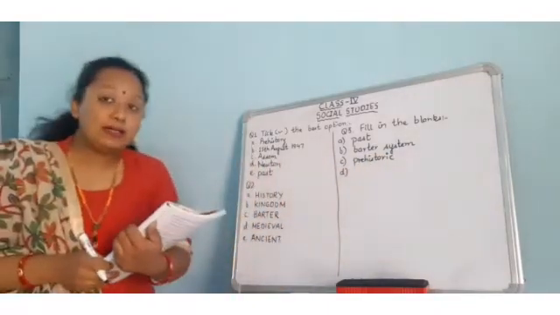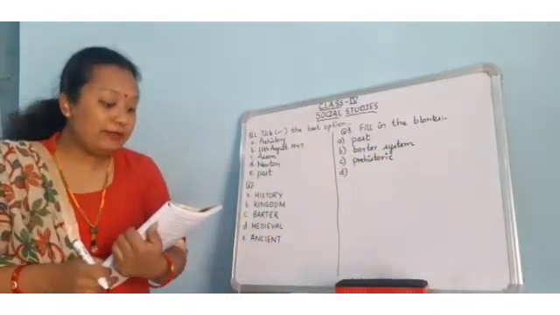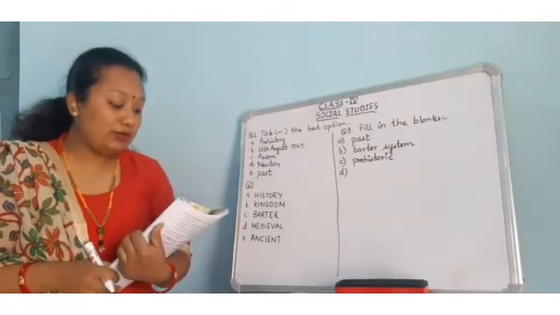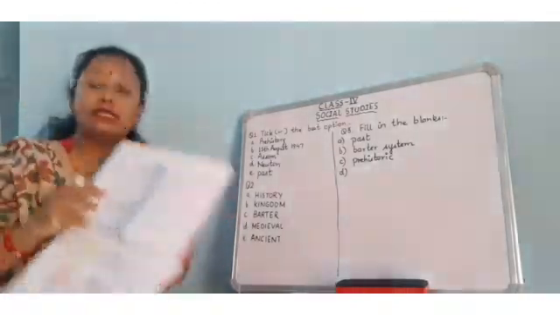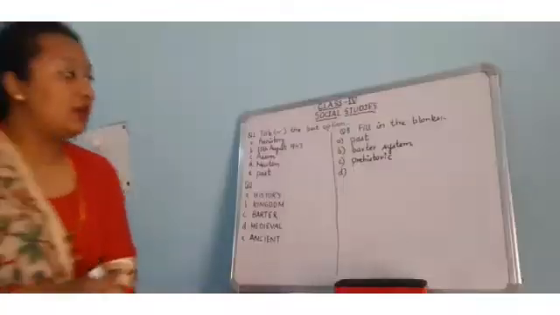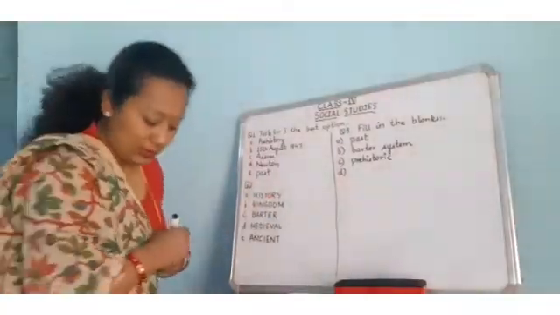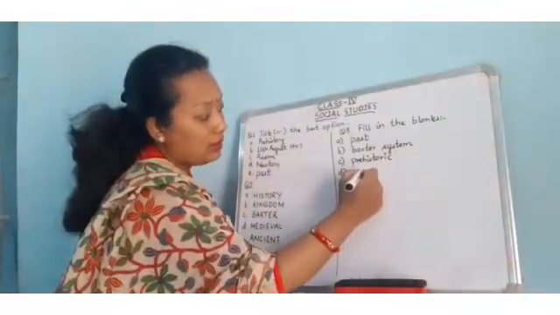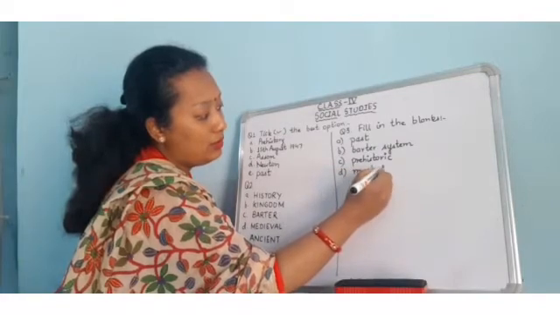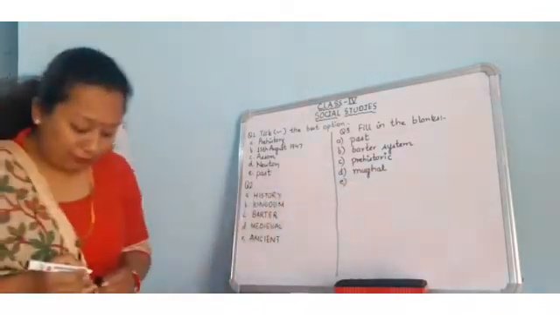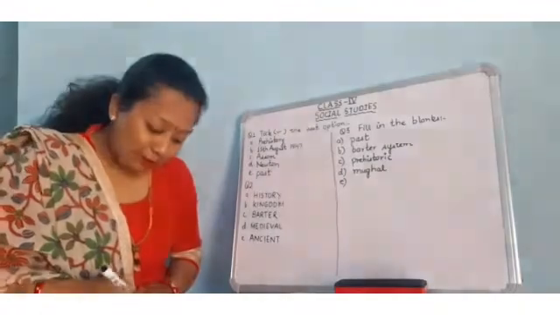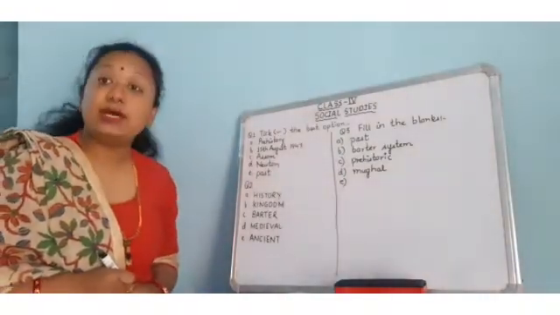Number 4th is art and architecture greatly flourished during the dash rule. During which rule was art and architecture greatly flourished? During the Mughal rule. Then number 5th is dash is the annual fair held at Morigaon village in Assam.